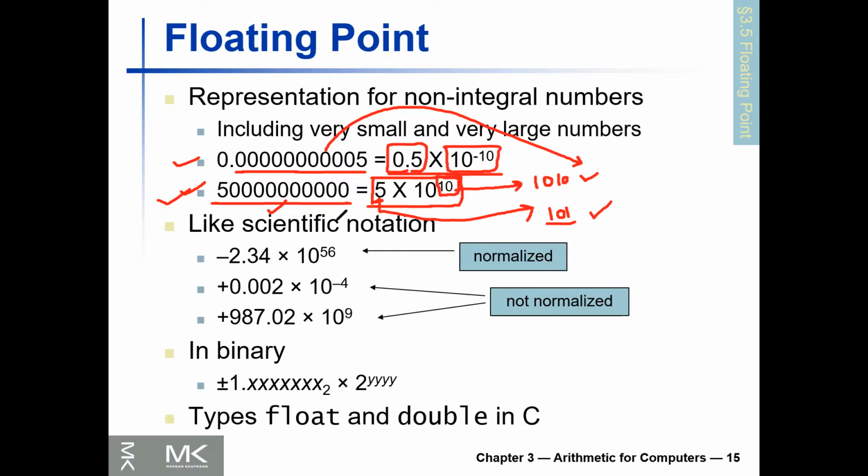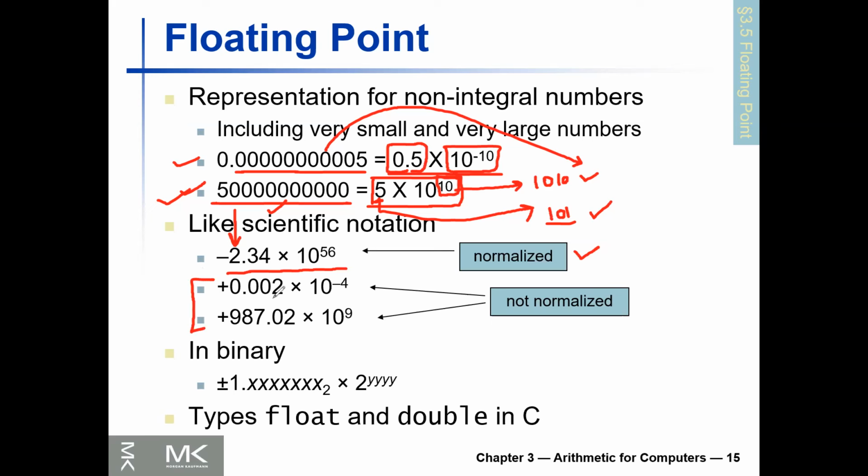Now, like scientific notation, we have discussed how to represent numbers in scientific notation. Do you remember? We need to place the decimal point just after the first non-zero digit. Do you remember the first non-zero number? We need to place the decimal point there in order to convert to scientific notation. Then we have this one, and we call this normalized. This is now normalized. Similarly, these are not normalized.